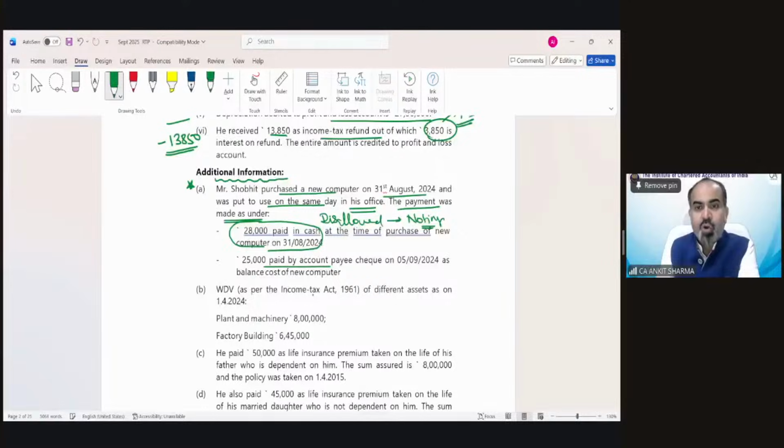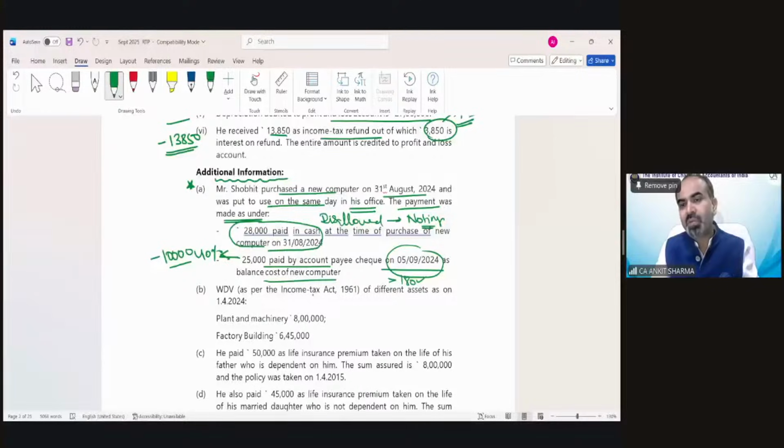25,000 paid by account payee cheque on 5 September 24 as balance of the new computer. So we can claim depreciation on it. 40% of this we can claim as depreciation, that could be reduced: 10,000 rupees. Half depreciation, no, Mr. Ram. On 5th September, that means it's more than 180 days, so we can claim full depreciation of 40% on the balance of the computer.